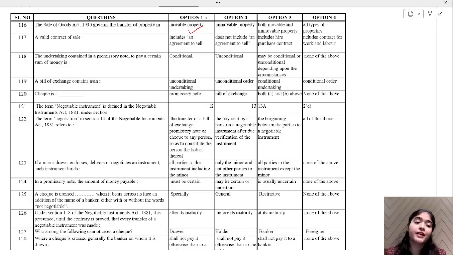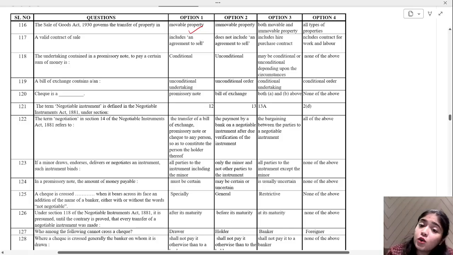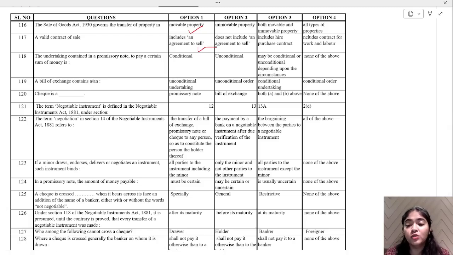Very good. Now, a valid contract of sale includes an agreement to sale, does not include agreement to sale, includes hire purchase contract, or includes contract for work and labor. So that is includes an agreement to sell. Okay, option number 1 over here.